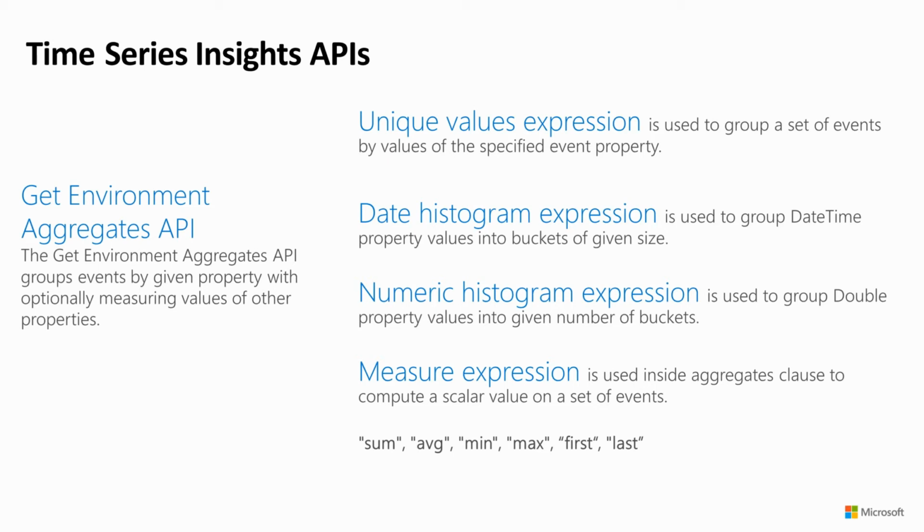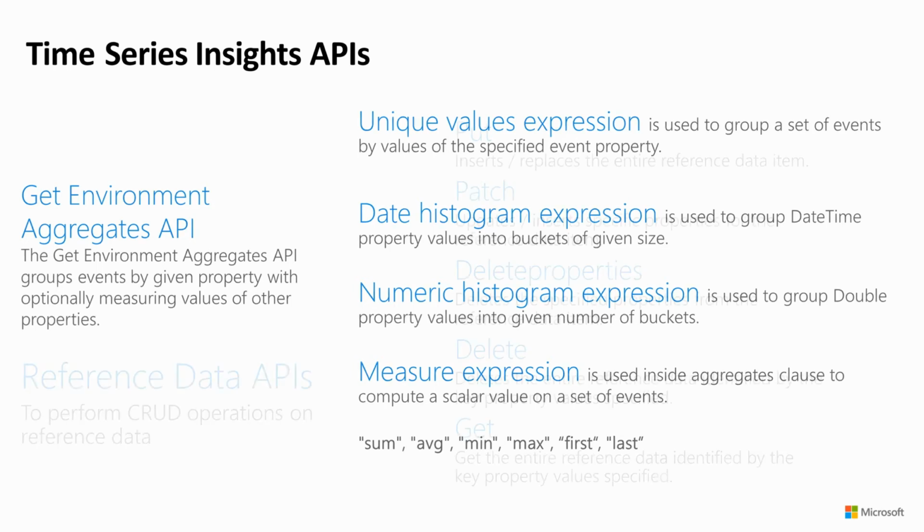And finally, we have measure expressions, and these are used inside aggregates clauses to compute a scalar value on a set of events. Some of the ones that we offer include sum, average, min, max, first, and last. And these are very powerful expressions that enable you to understand, for example, what the last value that exceeded a certain threshold was, or the last known location of a particular ship, or even the average temperature of all your devices between noon and 1 p.m. So this is a little bit of a flavor of what we expose with these APIs and what our users use quite frequently.